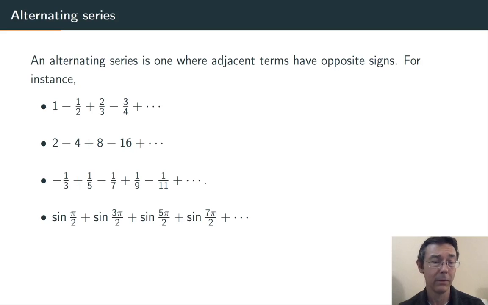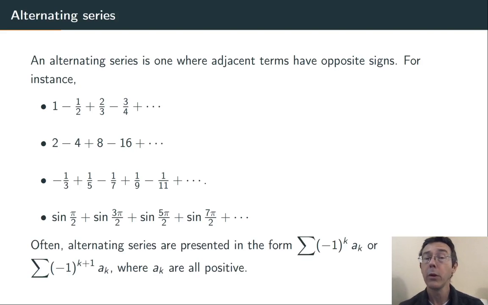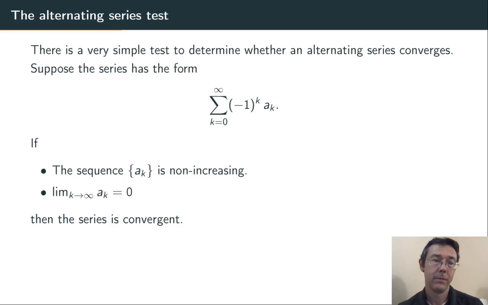negative, and so on. The most frequent form that you'll see for alternating series are sigma negative 1 to the k a sub k, or sigma negative 1 to the k plus 1 a sub k, where a sub k is always going to be positive. The alternating series test is a very simple way to determine whether an alternating series converges or not.